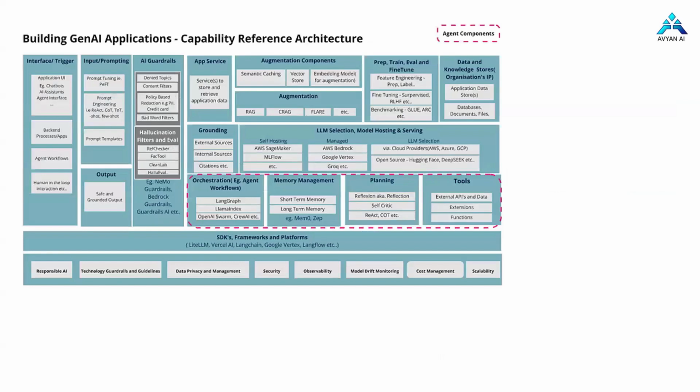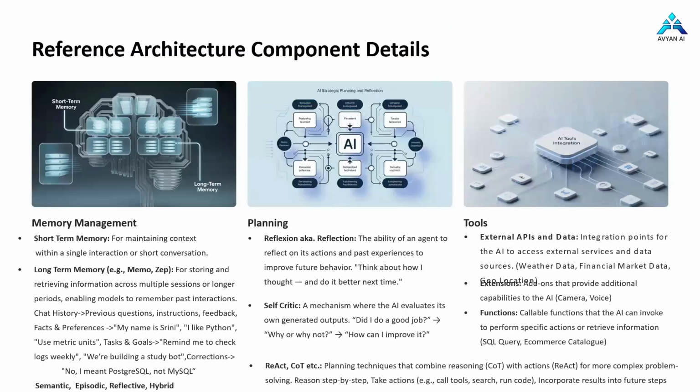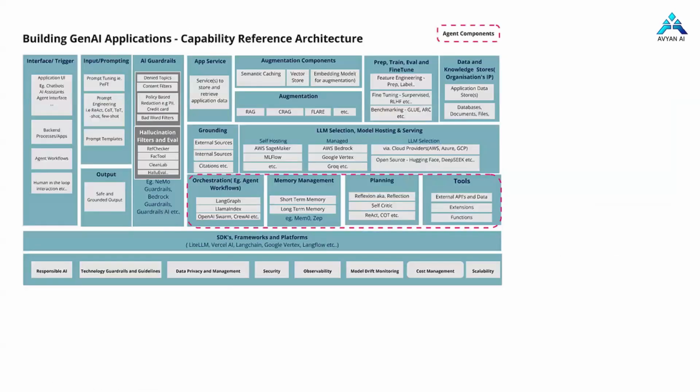So moving on. The next one is memory management, planning, and tools that are there in the third box, right? Third, after orchestration and everything.